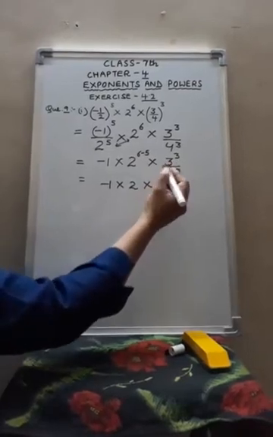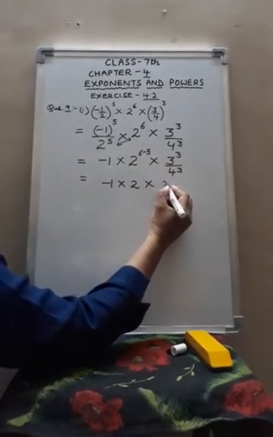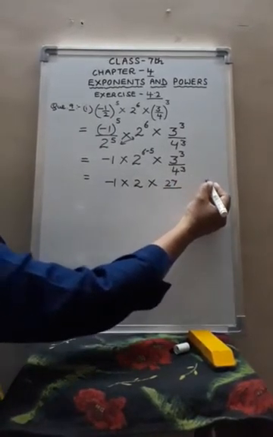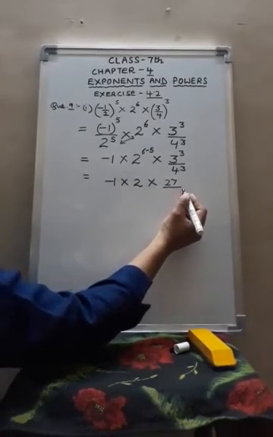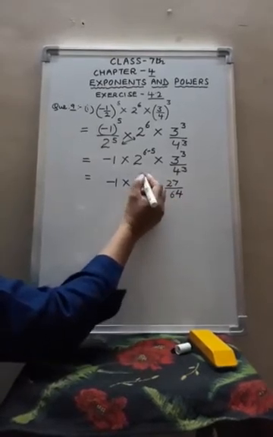3 to the power 3 means 3 into 3 into 3. 3 3s are 9, 9 3s are 27. And 4 to the power 3 means 4 multiplied by 4 multiplied by 4, which is 4 4s are 16, 16 4s are 64. Now see children, you can cut this.